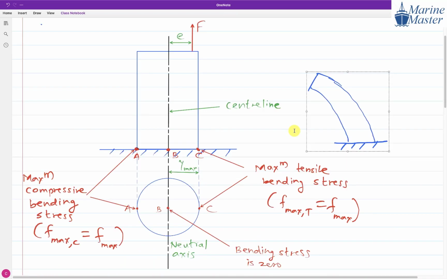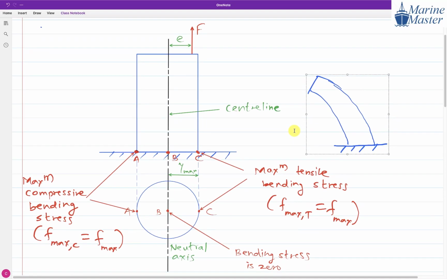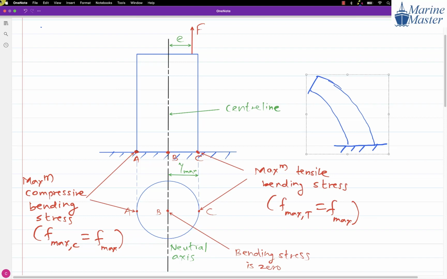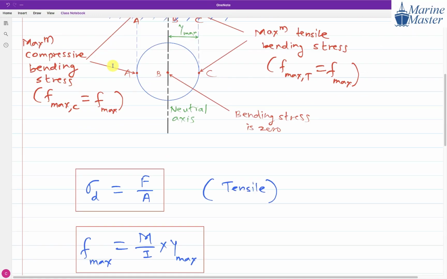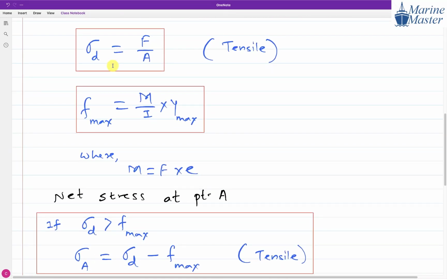So now, guys, before going further, everyone give the heading basic example 2 and start drawing this figure properly. Completed, guys, everyone? Yes, sir, complete. Completed. Write down this discussion, guys, everyone. Sigma D, F max.